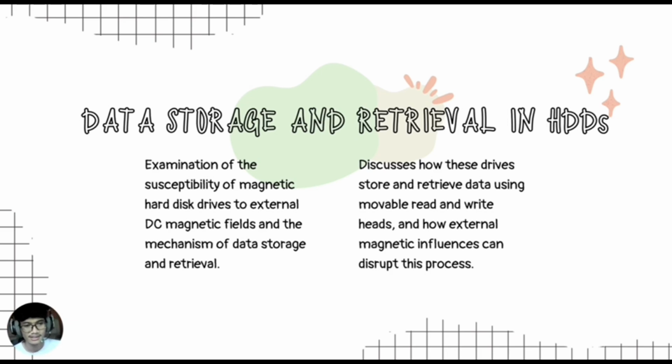Next, point number 4 is data storage and retrieval in HDDs. This review is about the examination of the susceptibility of magnetic hard disk drives to external DC magnetic fields and the mechanism of data storage and retrieval. In this review, we discuss how this drive stores and retrieves data using movable read and write heads, and how external magnetic influence can disrupt this process. There is a lot of information in this journal, so we can refer to that review so we can conduct a good investigation.